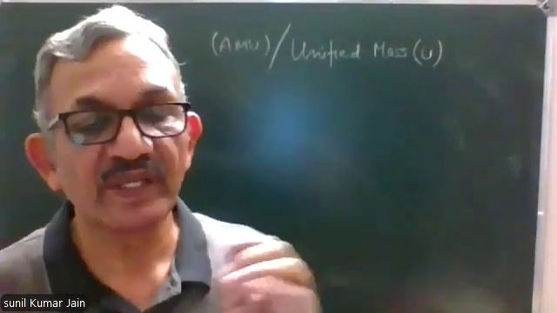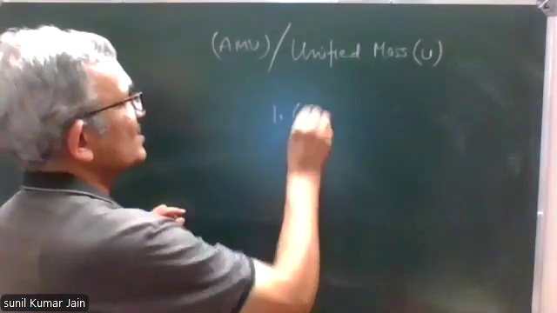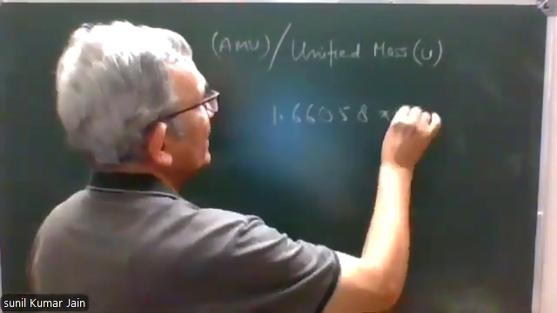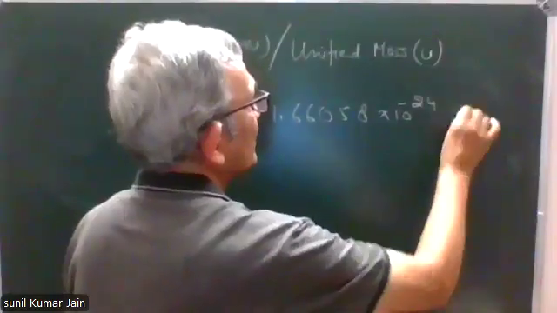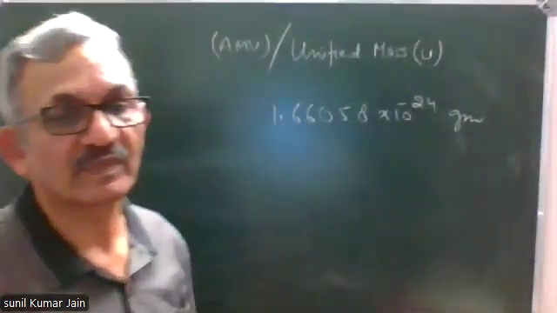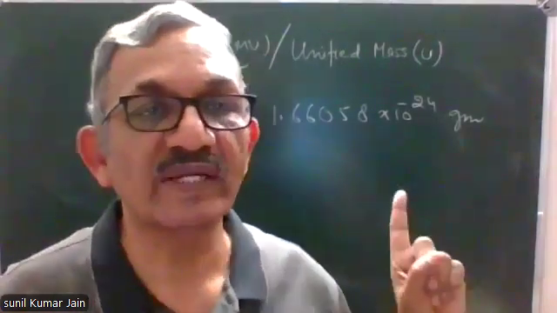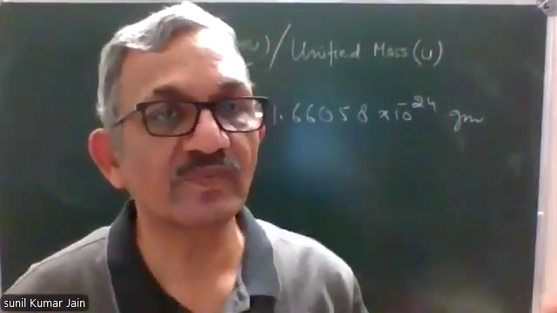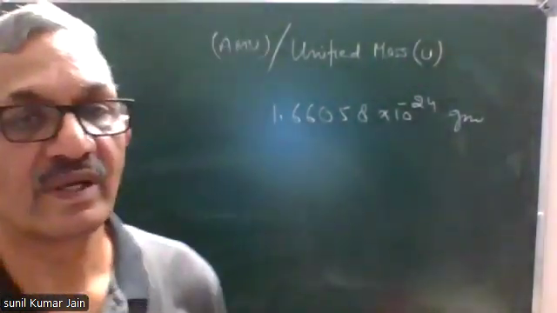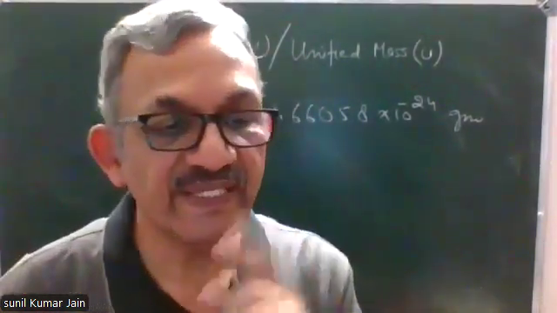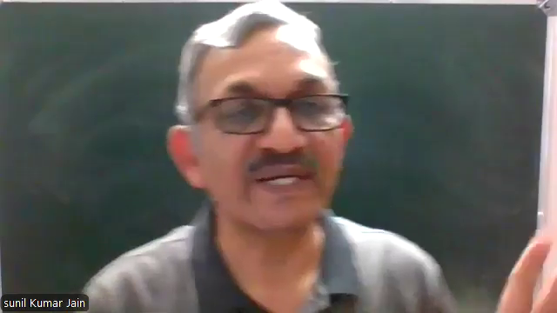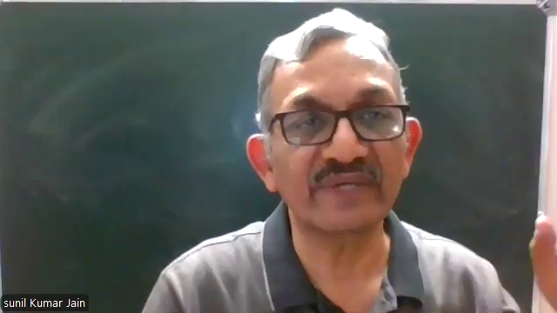Its value is 1.66058 into 10 power minus 24 gram. This is the value of 1 AMU. So many grams is the value of 1 AMU. Right. And for any substance. The number is 1.66058 into 10 raised to power minus 24 gram.